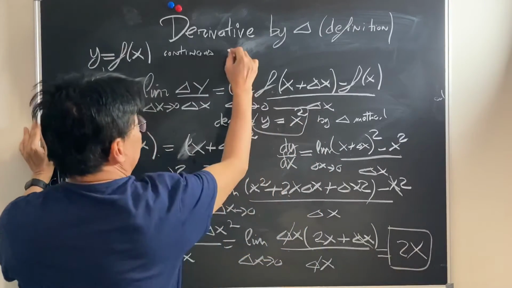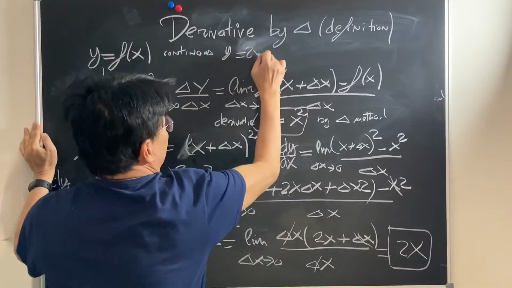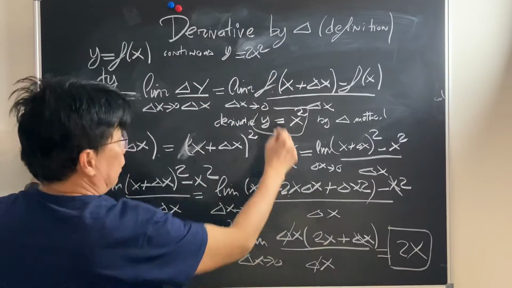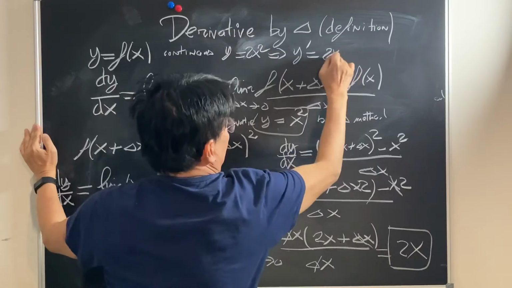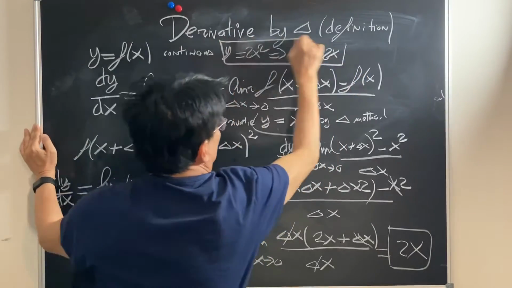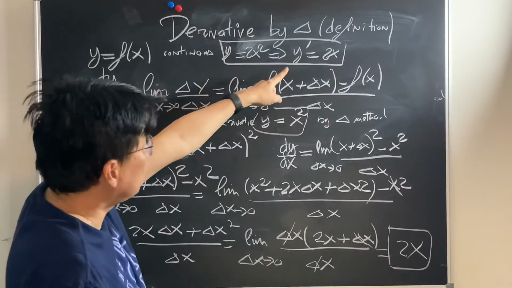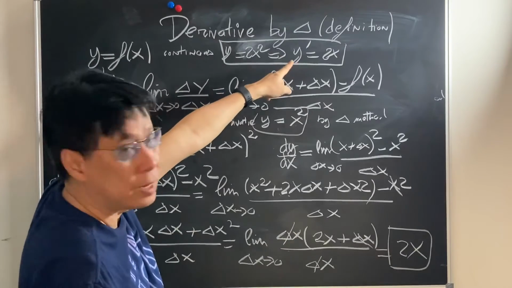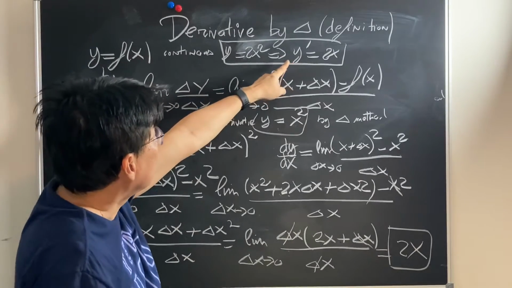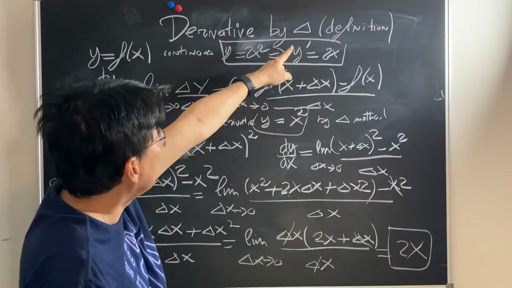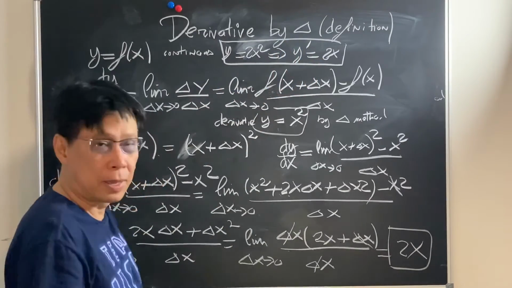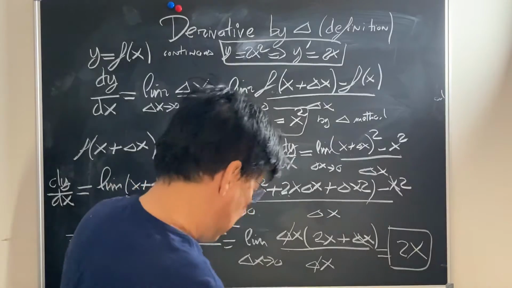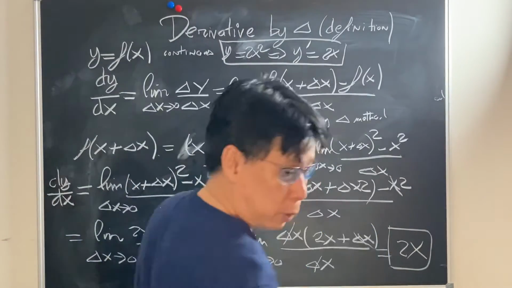So the derivative of y equal x squared is y prime equal 2x. That is how we find the derivative by using the delta method, or by definition. Let me give you one more example.